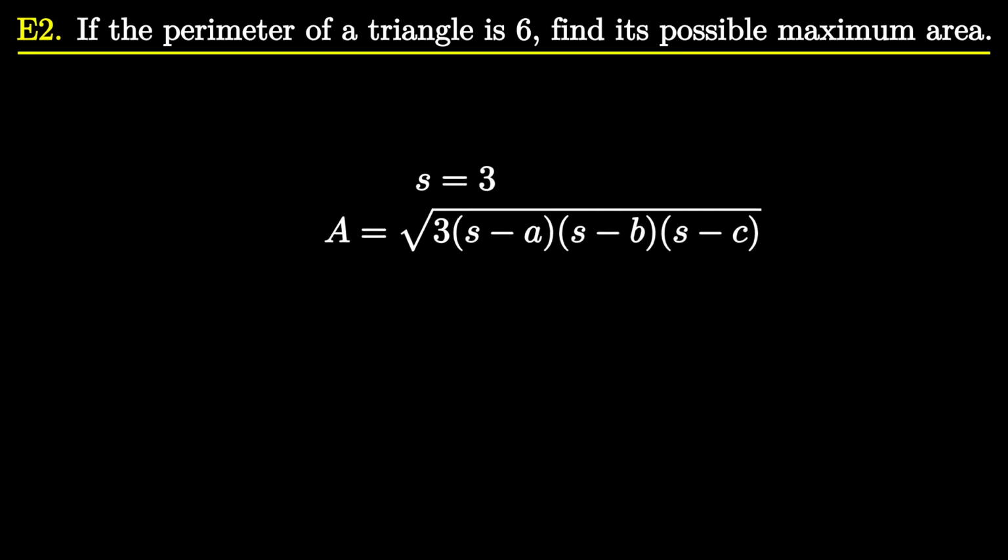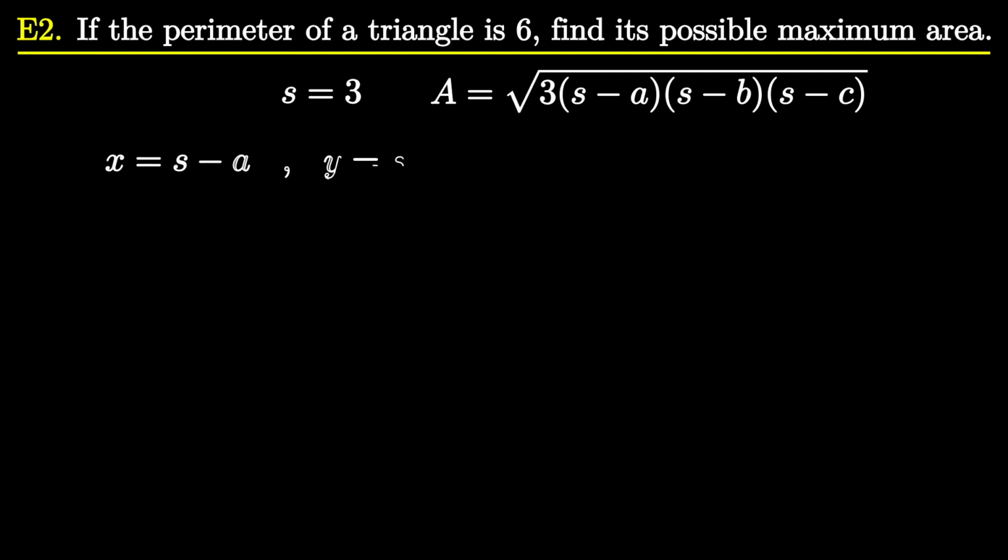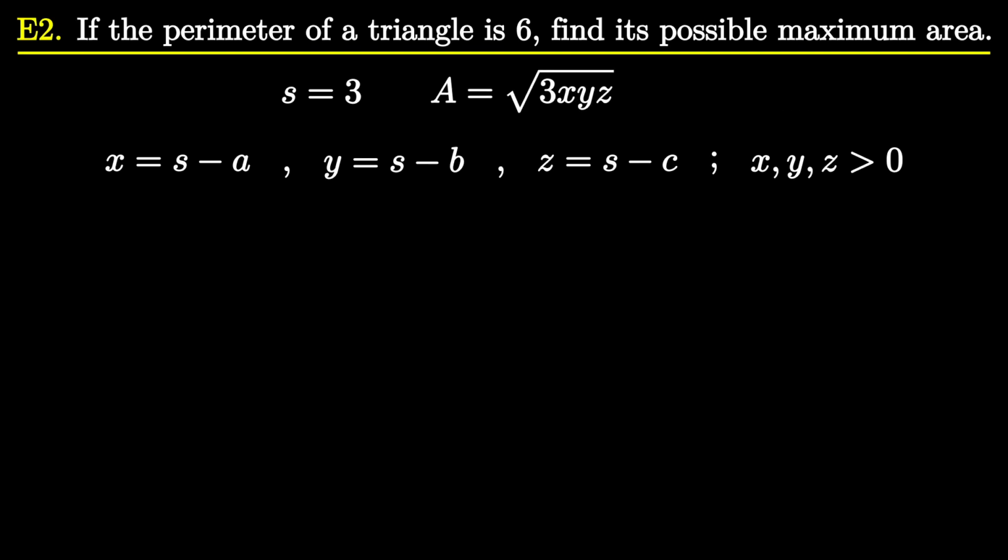substitution. So we simply let x = s - a, y = s - b and z = s - c, where x, y and z are positive for the same reasons as we have discussed earlier. So we get A = square root of 3xyz with positive x, y, z and x + y + z = 3. Now the problem boils down to maximizing the square root of 3xyz, where x, y, z are positive with x + y + z = 3.